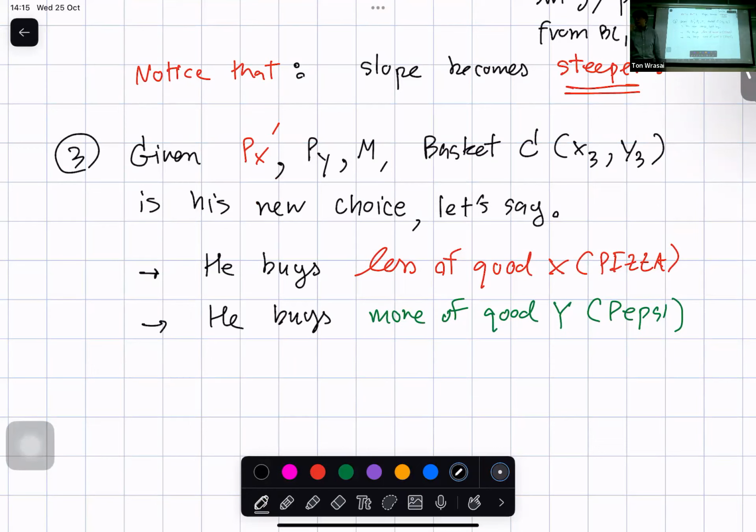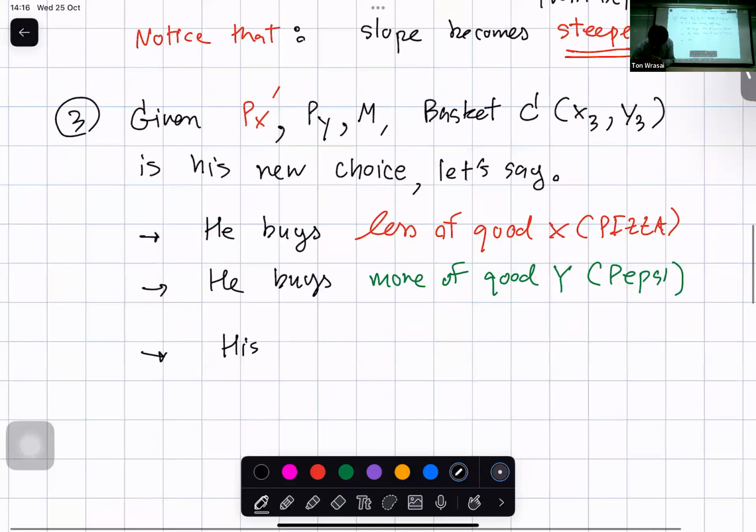And when we compare what he did to the original choice, we observe that he buys less pizza. X3 is on the left of X1, and Y3 is above Y1. That means he buys more Pepsi. And as a result, he is upset about this new choice. Of course, his utility falls. He is now on the lower indifference curve, namely IC0.